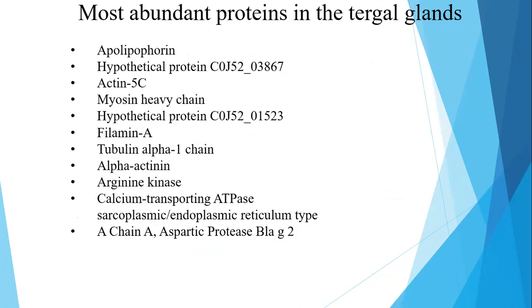So apolipophorin was the most abundant protein. There are also other proteins like actin 5C, myosin heavy chain, filamin A, and BLAG2. So we found that BLAG2 was one of the most abundant proteins found in the Tergal glands.